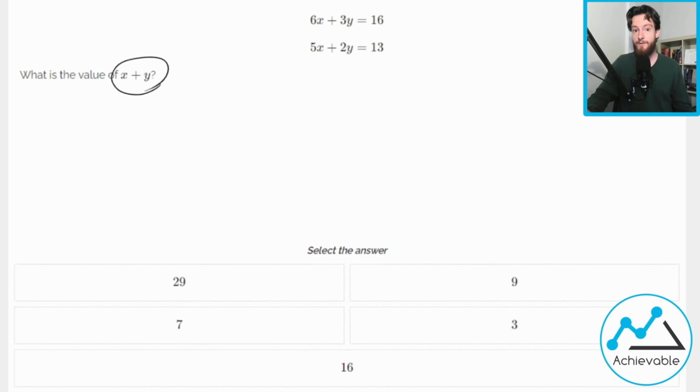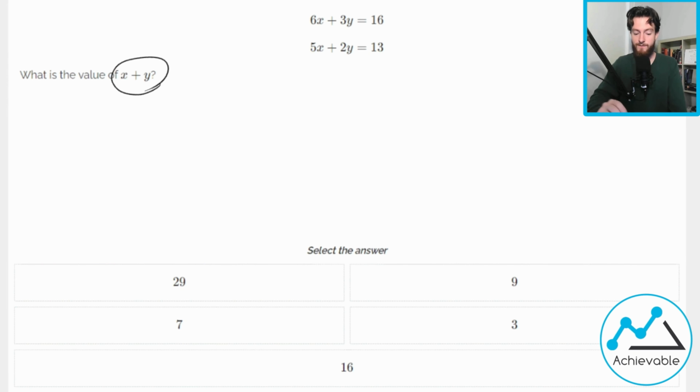Now, whenever they ask for the value of an expression, it is very often the case that you should be using something called the combination method. That really just means combining the two equations together by either adding them to each other or subtracting one from another. In this case, you should subtract the bottom equation from the top equation, but let me explain why.